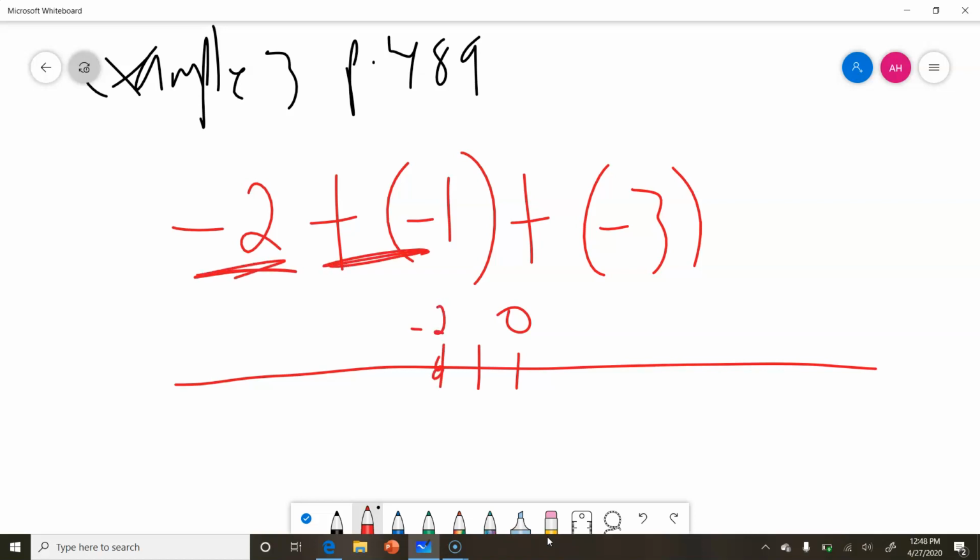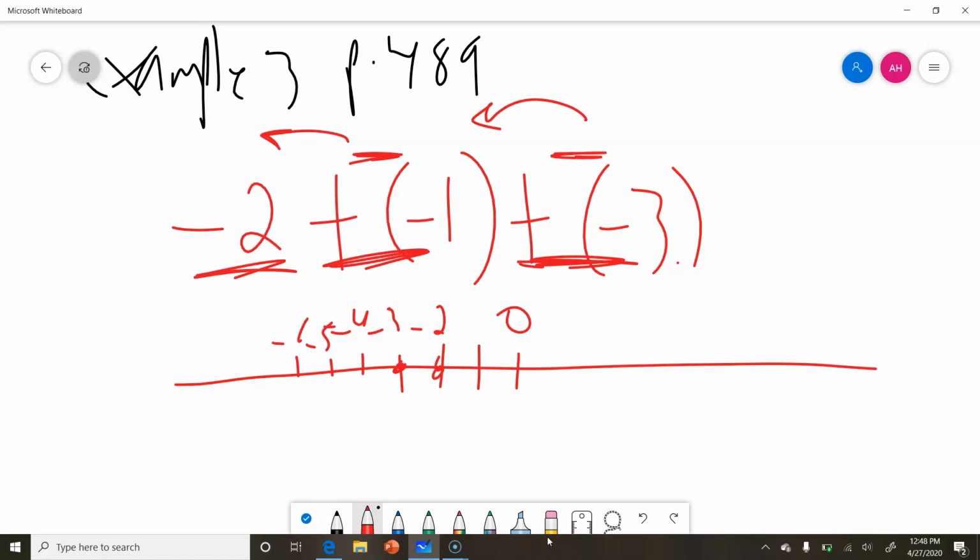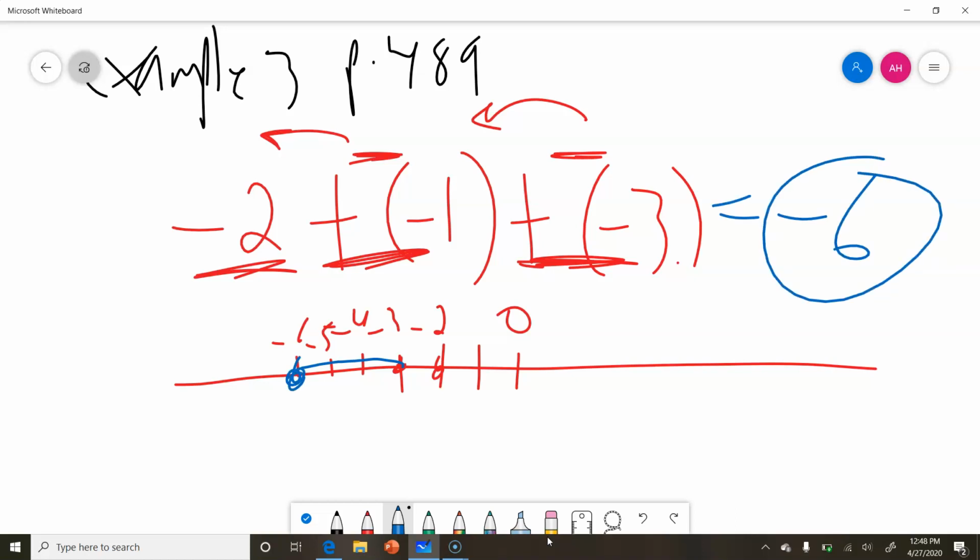Then I add a negative 1, which is the same thing as just subtracting, so I'm going to the left one more spot. Now I'm at negative 3. And then look what I'm doing again. I'm subtracting. I'm adding a negative 3, so I go to negative 4, to negative 5, to negative 6. 1, 2, 3. And so my answer is negative 6. That's how I get my total answer. I add them all together, and then I keep the negative sign.